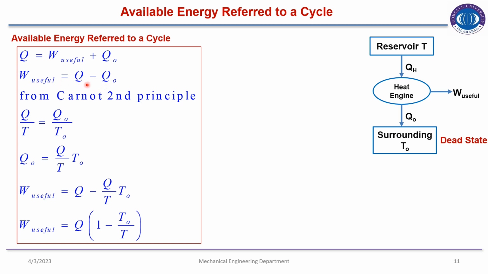So here we have the first law of thermodynamics relation. We will replace the value of Q naught with the relation we have obtained from Carnot's second principle. So W useful is equal to Q minus Q by T, times T naught. Q will be taken out common, and we have the relation W useful is equal to Q into 1 minus T naught over T. Here you must remember that W useful is the value of exergy.